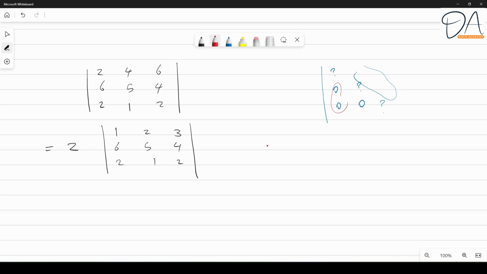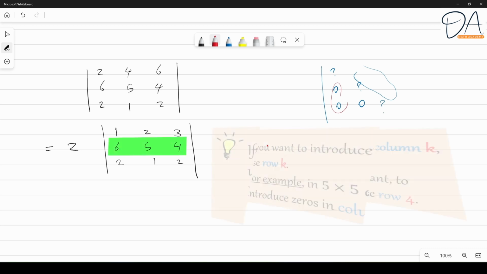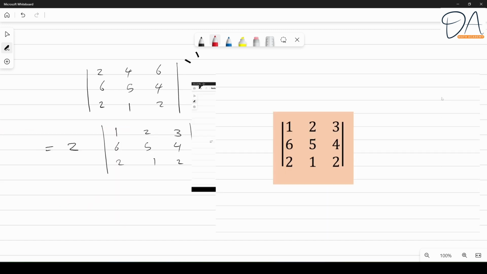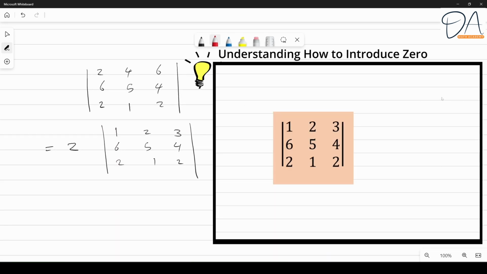How to do this? The strategy is to add a multiple of the first row to the rows below it to introduce 0. When you are working with the first column, you use the first row and you add a multiple of the first row to row 2 and row 3 to get zeros. And when you move to the second column, you're going to use the second row to introduce 0. So if you are in column K, use row K. So let's stop here to understand the operation that we need to do to introduce 0. Our goal is to make this 6 equal to 0.